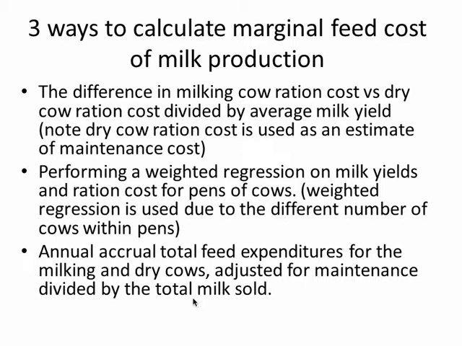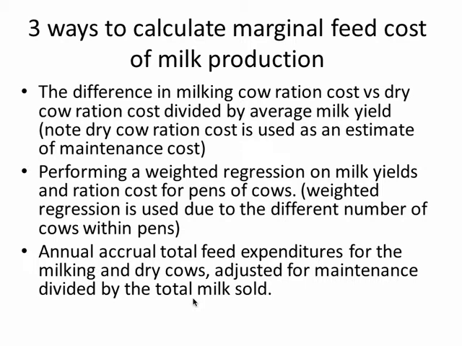Now we use a weighted regression because the pens often differ in terms of the number of cows in the various groups. We can even include the dry cows with 0 milk production as part of that data set. And then the third method is to use the actual annual accrual total feed expenditures that one might see on a profit and loss statement or some of the other financial sheets that are commonly calculated on dairies for both the milking and dry cows.